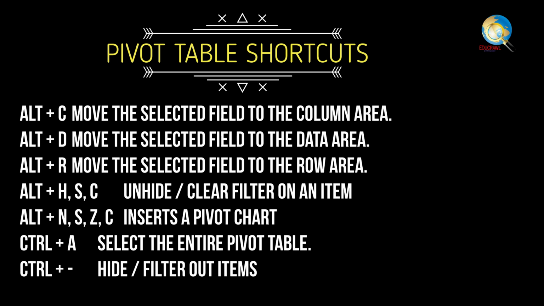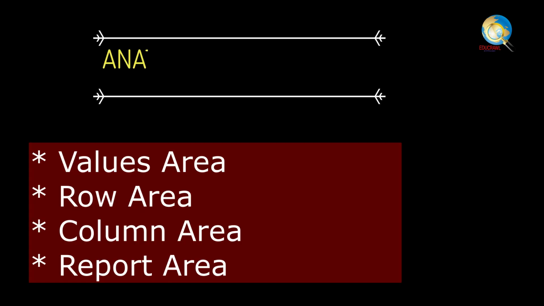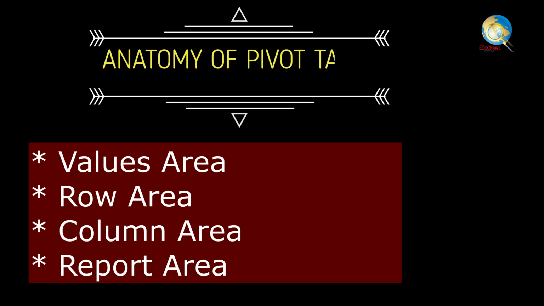Alt plus N plus S plus Z plus C inserts a pivot chart. Ctrl plus A selects the entire pivot table. Ctrl plus - hide/filter out the items. Now we are going to see the anatomy of a pivot table.